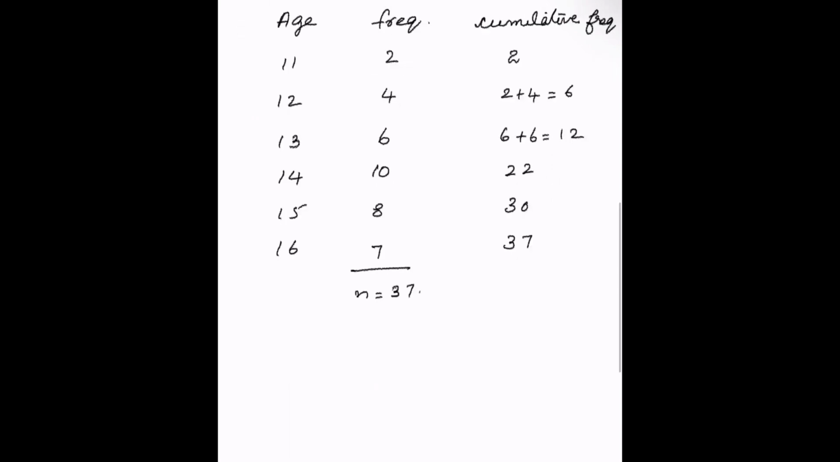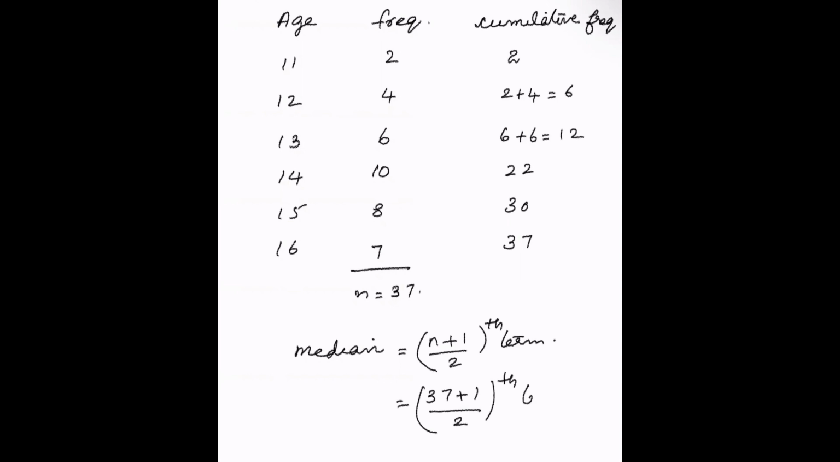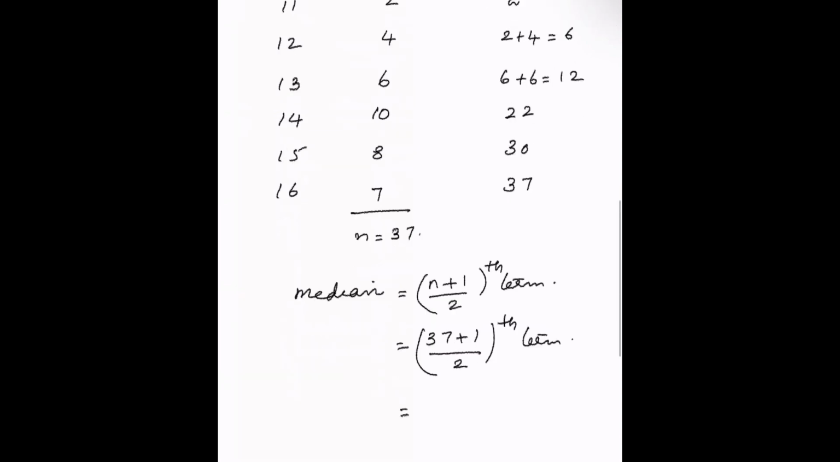So how to calculate the median? There are an odd number of terms, 37 means an odd number of terms. So you just do the (n plus 1) by 2th term. This is going to be your median. What is n plus 1? n plus 1 is 37 plus 1, by 2th term, which is 38 by 2. 38 by 2 is the 19th term. The median is going to be the 19th term.